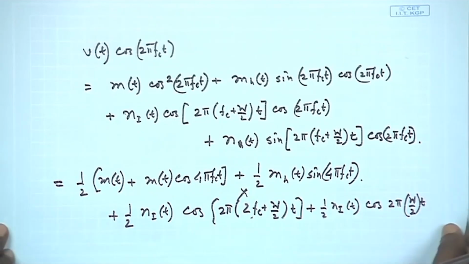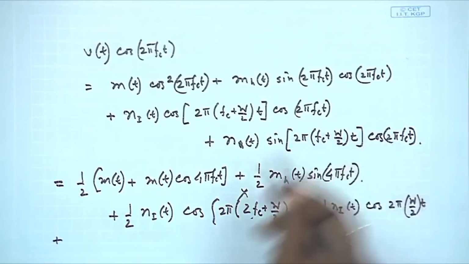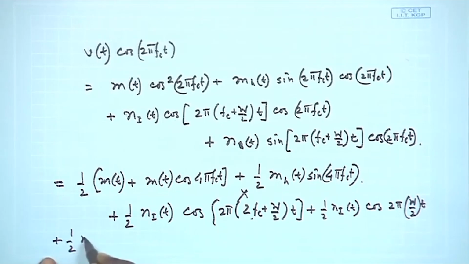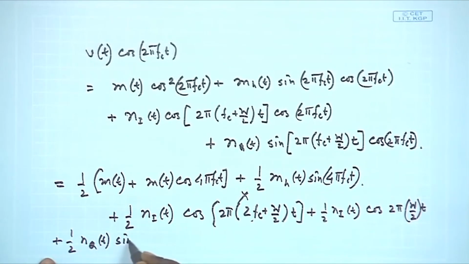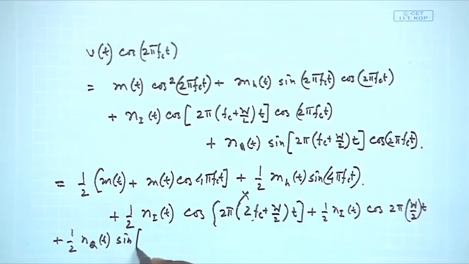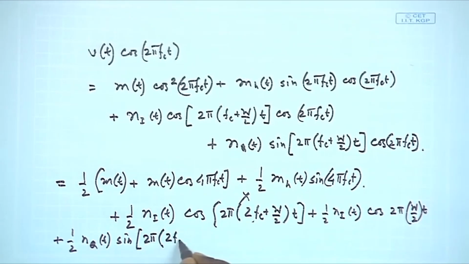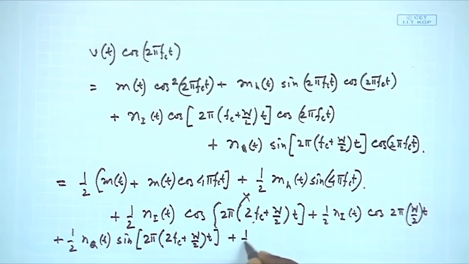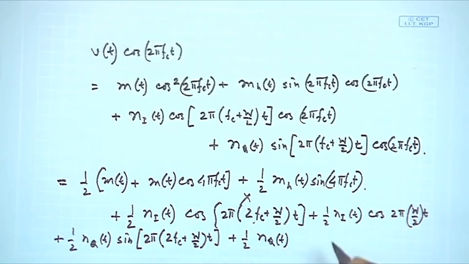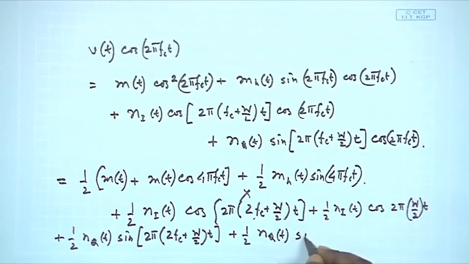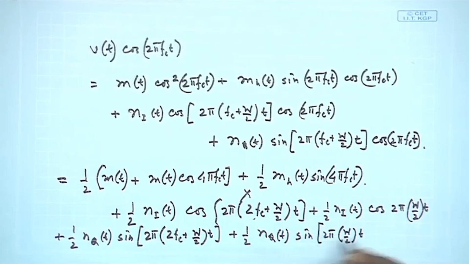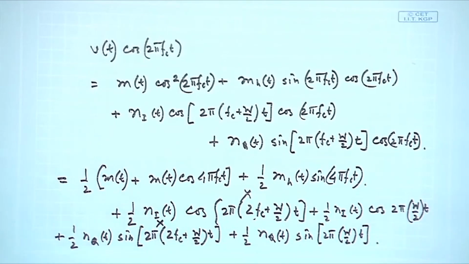Similarly, for sine also I will have, because it is sin A cos B, so it should be sin A plus B plus sin A minus B. So, it should be half Nqt sin A plus B, means same thing. So, it should be 2 pi 2 Fc plus W by 2 into T, plus half Nqt, this will be sin A minus B. So, that should be sin 2 pi W by 2 into T. This will again get cancelled by the low pass filter.